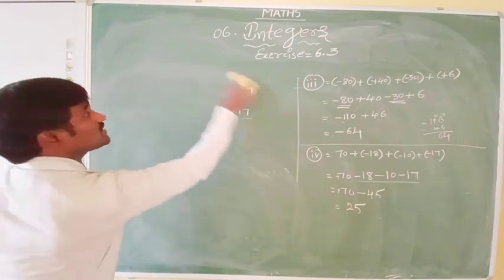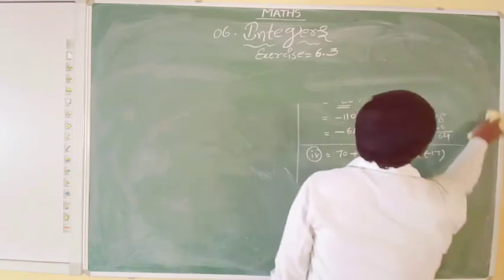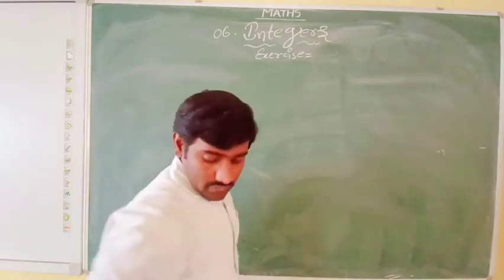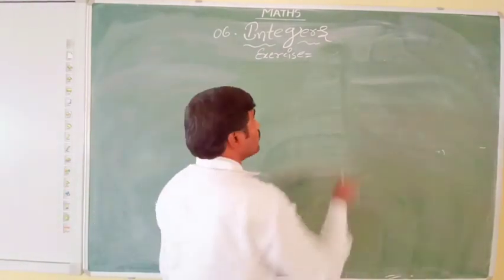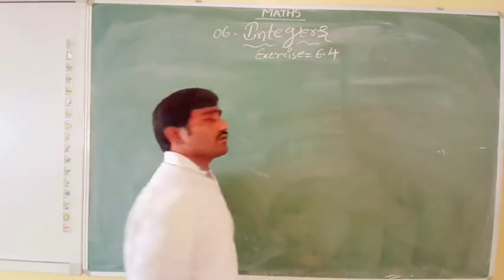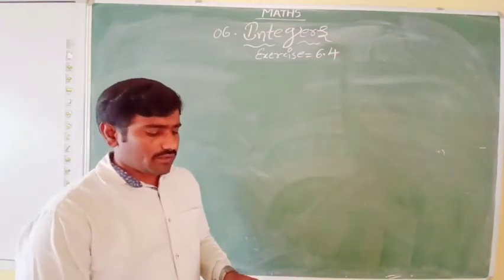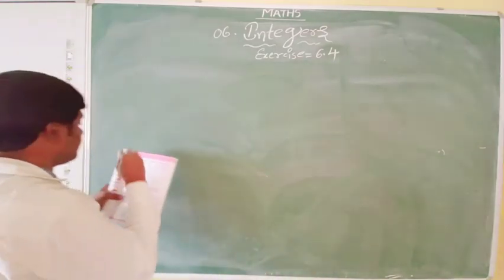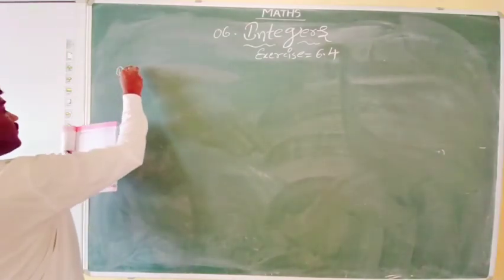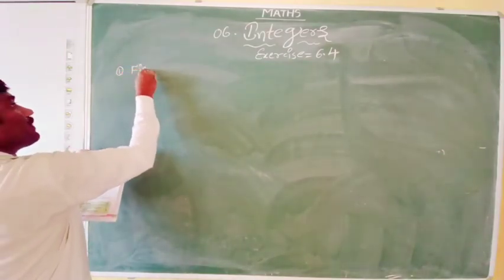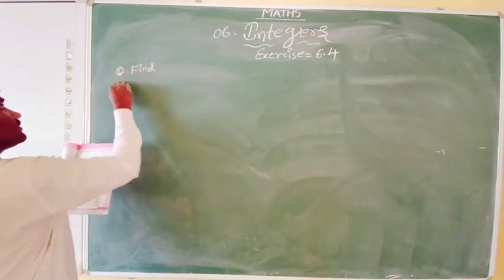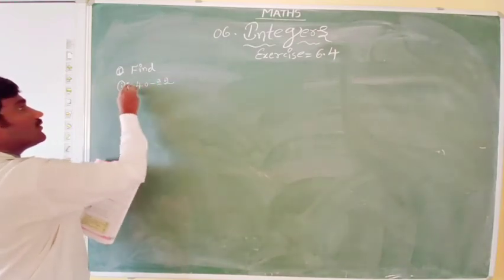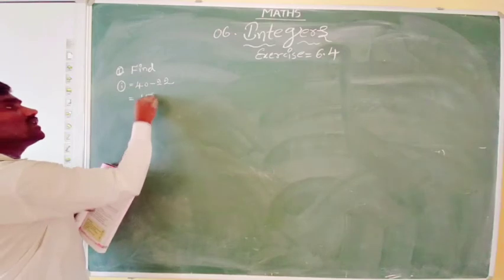Yes, I hope you understood these simplifications. Yes, there will be some more simplifications in the exercise number 6.4. In the exercise number 6.4, we are going to learn the same thing again, the simplifications only. The first bit in 6.4: the first question, 40 minus 22. 40 minus 22 is 18.